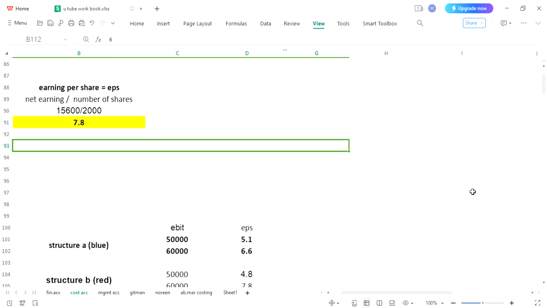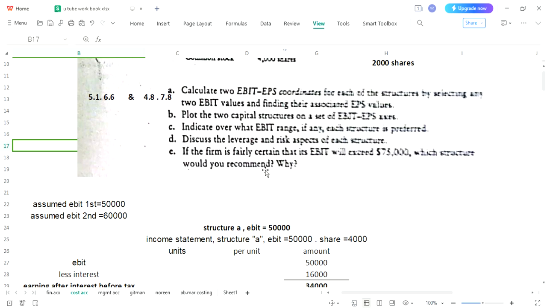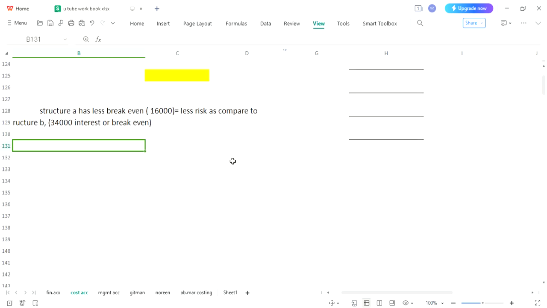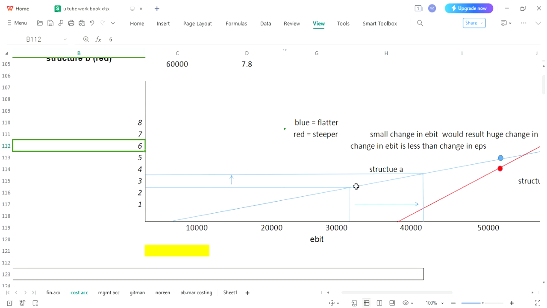Go back to the question and look over here. What structure would you recommend? We are getting the answer of this particular query. Suppose for structure A, what will happen? You have changed your EBIT till 75,000. That means a huge change you want to make. But even after a huge increase in EBIT, a very small change you will get for EPS. Obviously, it would be unfavorable for you. So structure A would not be recommended.